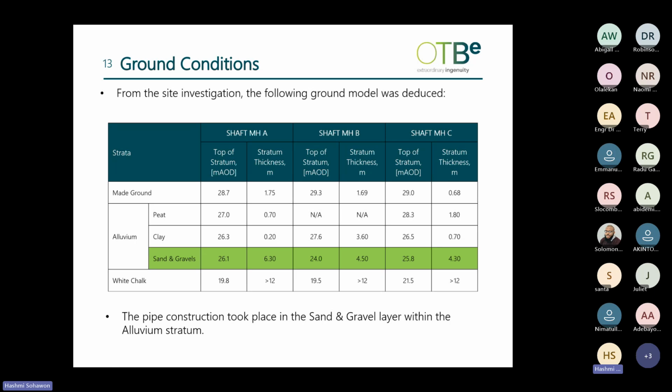Having carried out the site investigation for this project, we were able to determine the ground conditions at the site, and this led to this ground model. We have made ground near the surface, which is very common in England, followed by a layer of alluvium and white chalk. Within the alluvium, we have a layer of sand and gravel, and this is where the pipe jacking for this project is taking place.